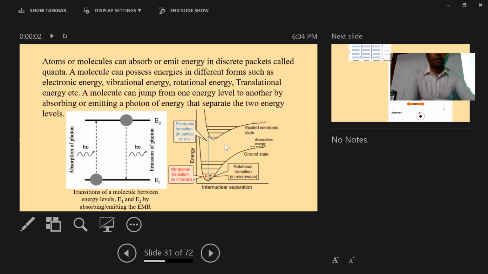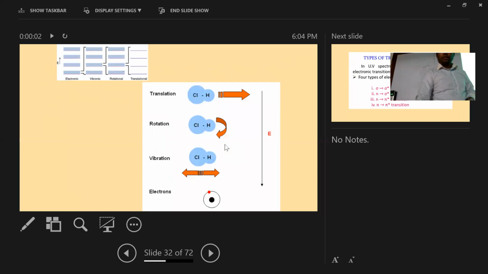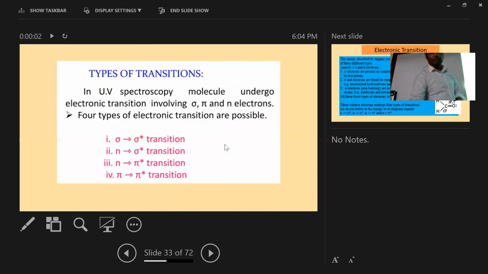A molecule can possess energies in different forms such as electronic energy, vibrational energy, rotational energy, and translational energy, which we already mentioned in previous slides. So I am not repeating it anymore.